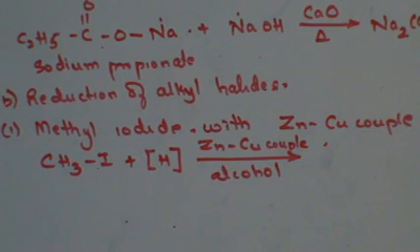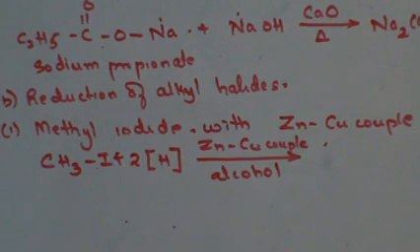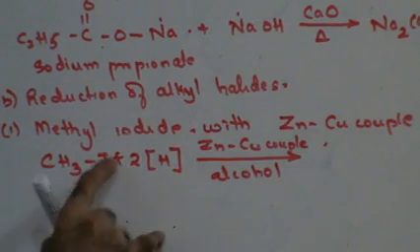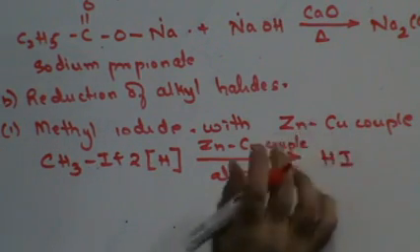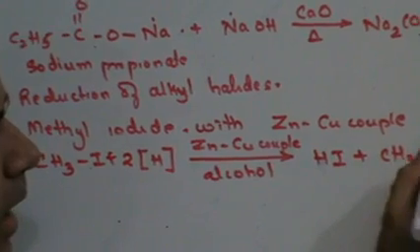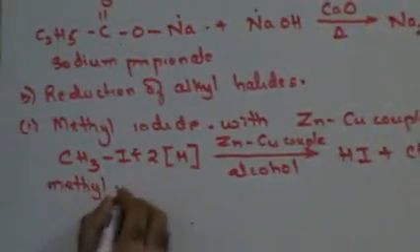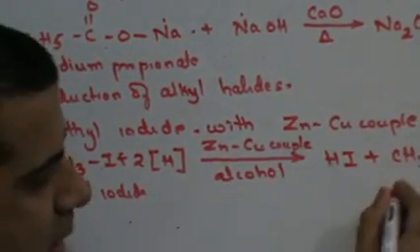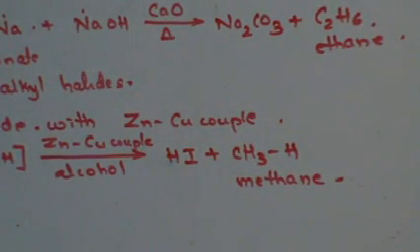Now in this case you would have a substitution reaction. How? You will require 2 atoms of nascent hydrogen. One of the atoms of nascent hydrogen will combine with iodine to give you hydrogen iodide, and the other will substitute iodine to give you CH3, and that iodine is substituted by hydrogen. That means it will give you CH4. This is methyl iodide, and this is one carbon atom, therefore this is methane. So methyl iodide reacts with zinc copper couple to give you methane. Right, do we get this?